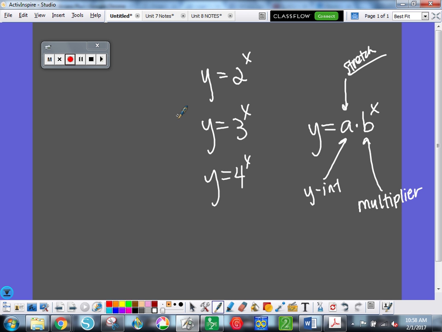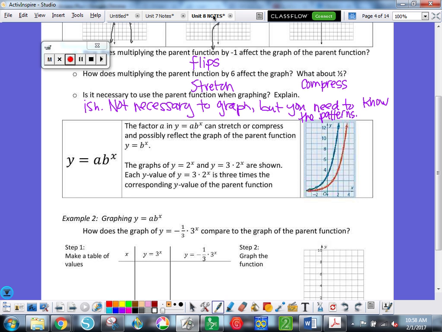So the multiplier here is 2, the multiplier here is 3, the multiplier here is 4. Okay, moving on. The factor a in y equals a times b to the x can stretch or compress and possibly reflect.